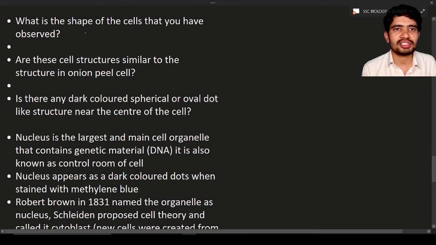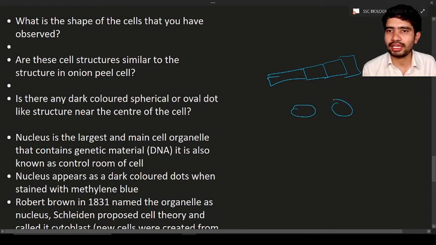The first question is, what is the shape of the cell that you have observed? The shape of the cells is roughly spherical. Are the cell structures similar to the structure in onion peel cells? No, not exactly. Onion peel cells look in this way, but the cheek cells look in this way. No, onion cells and cheek cells do not look the same. It means the cells have different shapes and structures.